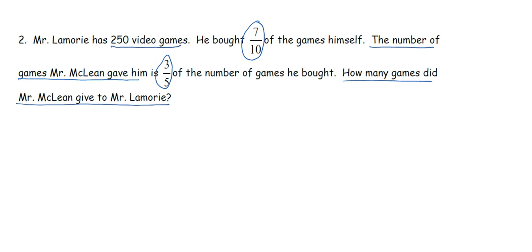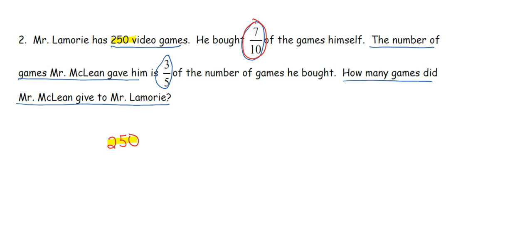Okay, so let's just start with the number of video games in the problem. We have 250 video games. Now, from the 250 video games, Mr. Lamori bought 7 out of 10. So he bought 7 out of 10 of those games himself. So if I look at the 250 again, I want to know how many games Mr. Lamori bought from that 250. So 7 out of 10 of those games are games that he bought.